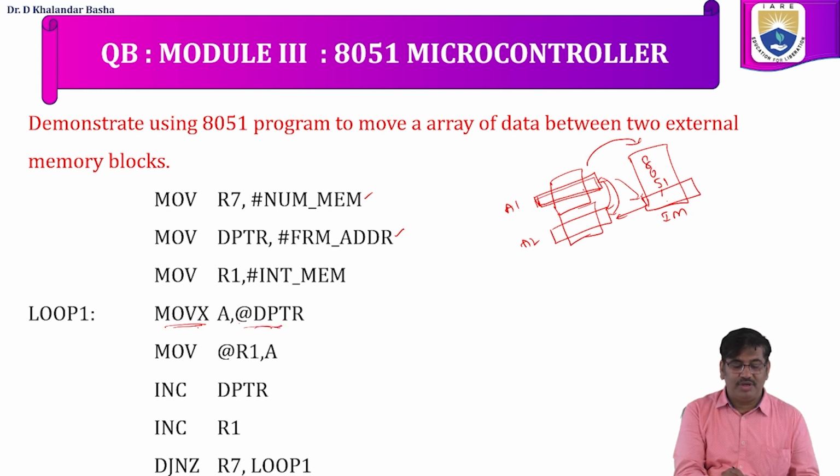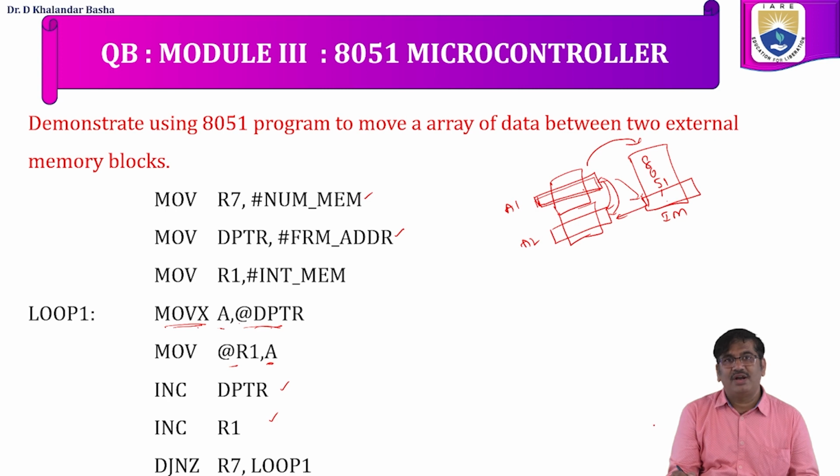From the external memory, we are going to load into the accumulator. Then from the accumulator, we are going to load into the internal memory. For that, we use the MOV instruction. MOVX is for external data transfer. MOV is for internal data transfer. So accumulator to internal memory. Next, for pointing to the next memory locations, we are going to increment DPTR and R1. That is, the external memory address and the internal memory address will be incremented.